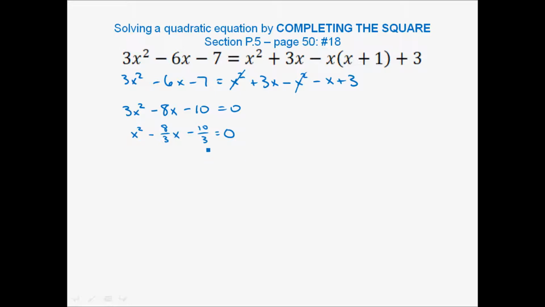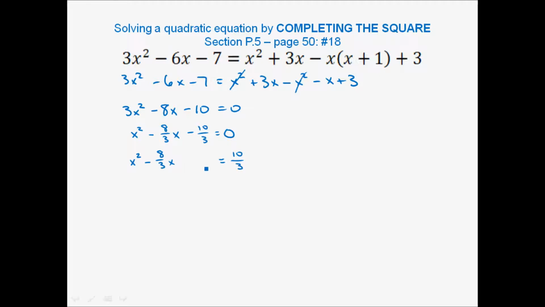Next, different teachers have different techniques. What I like to do is bring the constant term over. When you complete the square, you really only look at these terms here. So I'm going to bring the constant term over and rewrite this as x squared minus 8/3 x, and then I'm going to leave a big space so that I can complete the square, and then that equals 10/3. So I brought the constant term over.